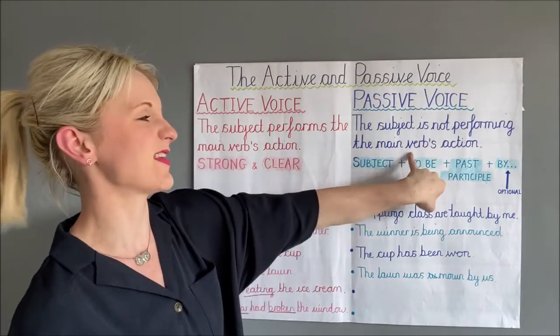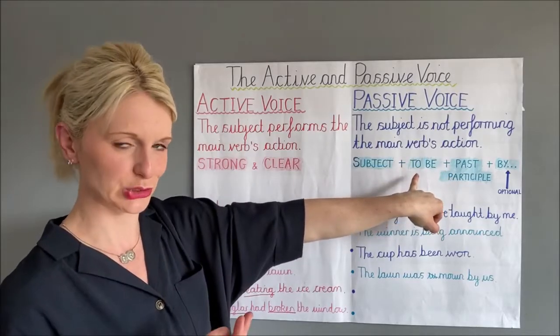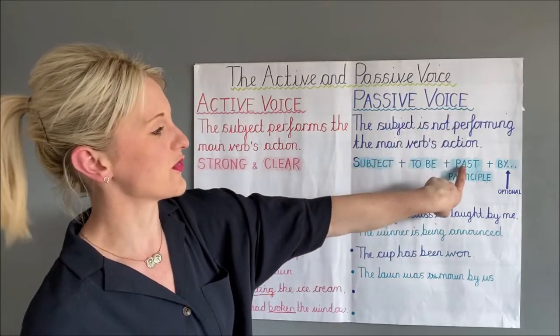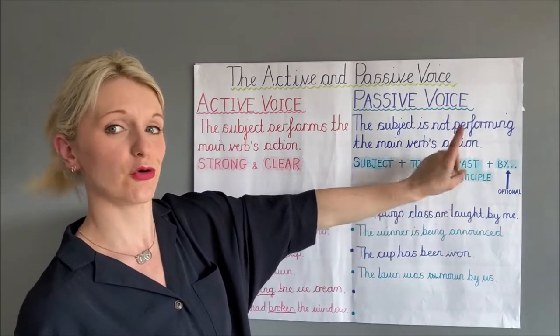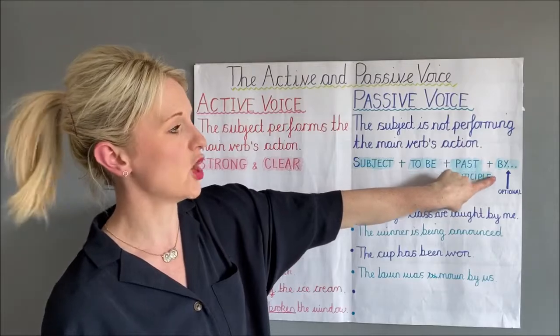So there are lots of different ways that this bit could be written, but it'll be much clearer once you know what your sentence is. Then you use the past participle of the main verb. Okay, and we've talked about that before. And then you've got this optional bit at the end with the by.